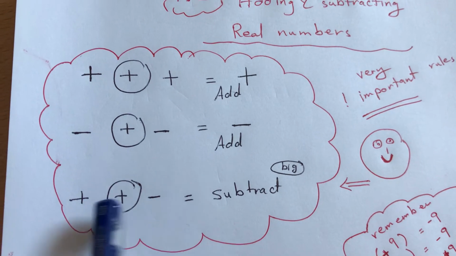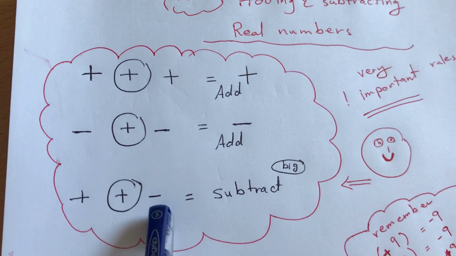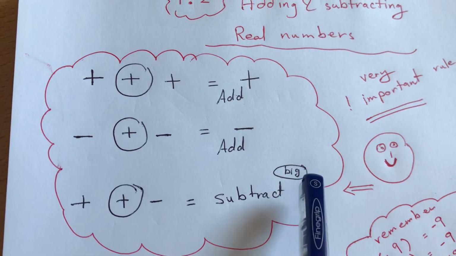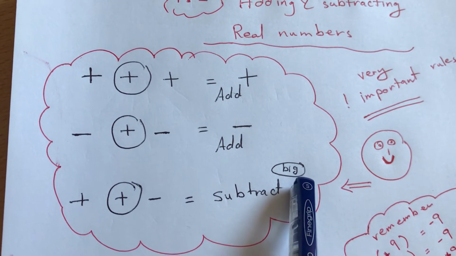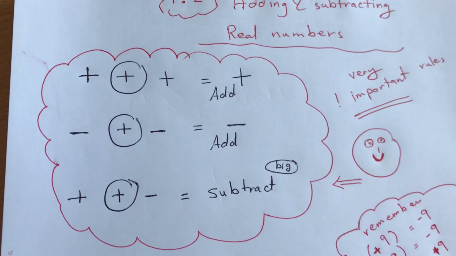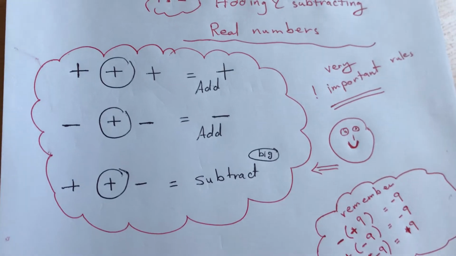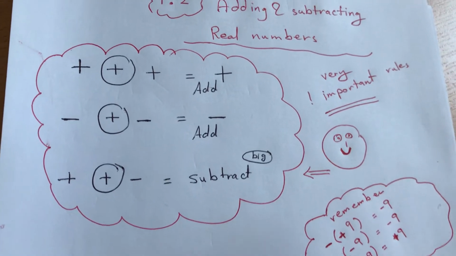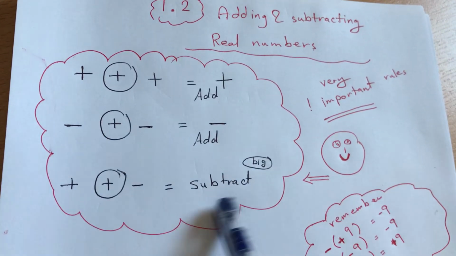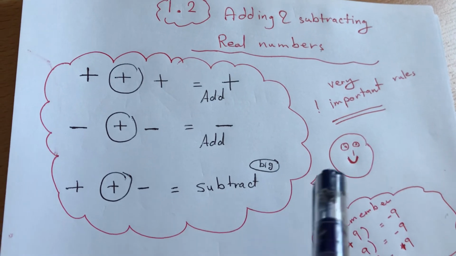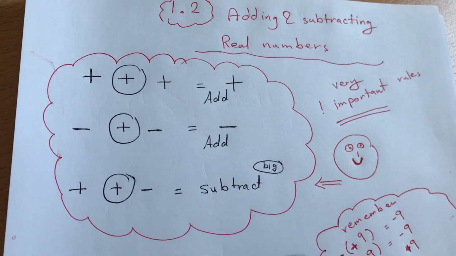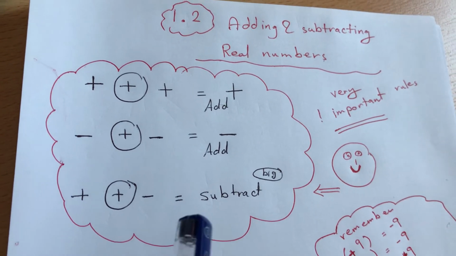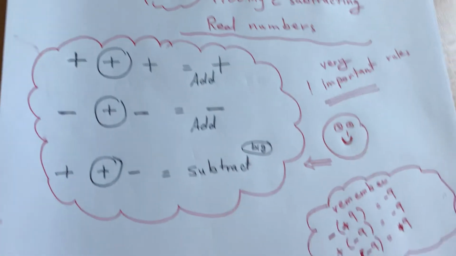What if it's different signs, positive and negative? We will subtract and we put the sign of the big number. Wait. It's fine. We will do examples about that. But first, remember that this is very important for you. Very important. You can take a photo of this and keep it with you to help you later.